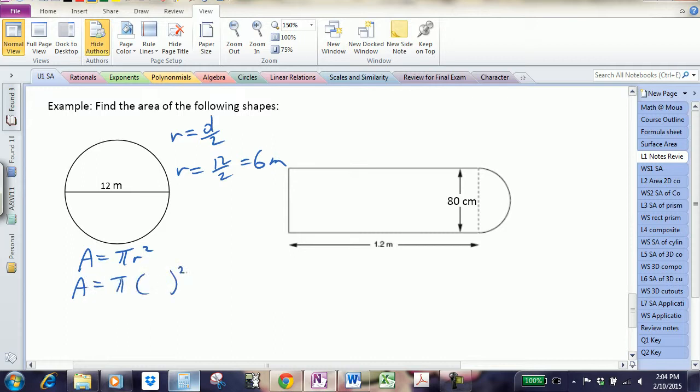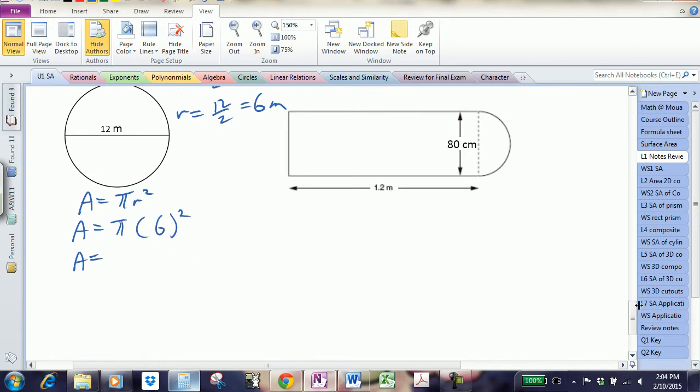Substitute in. Notice how your 2's on the outside of the brackets. I like to put it there. You better not say 12. 36. So it's pi times 36. We usually write the number in front now. 36 times pi. And we usually don't write the multiplication sign.